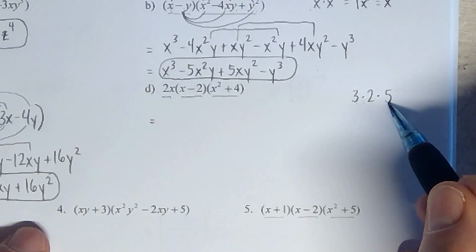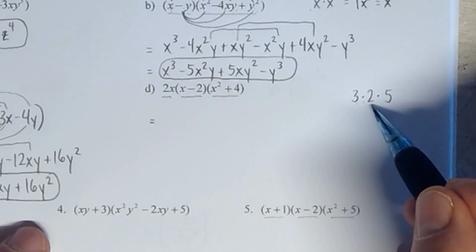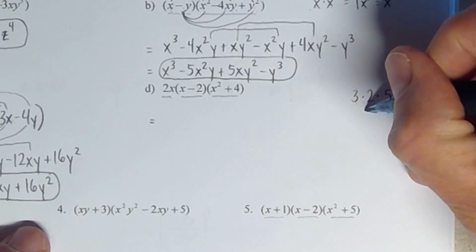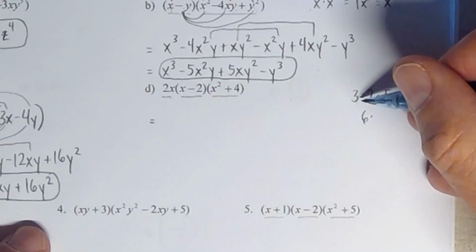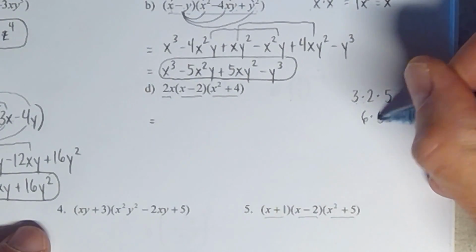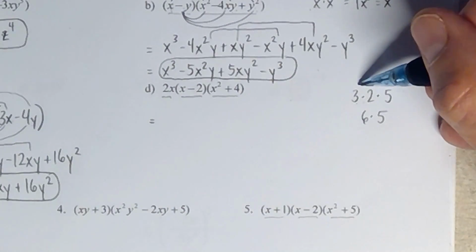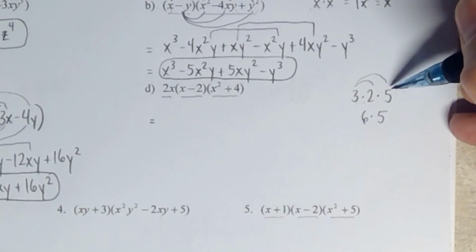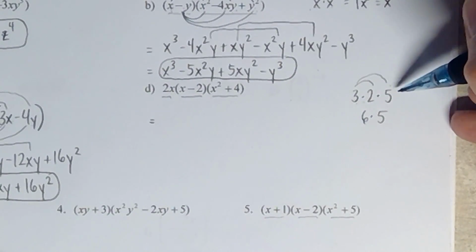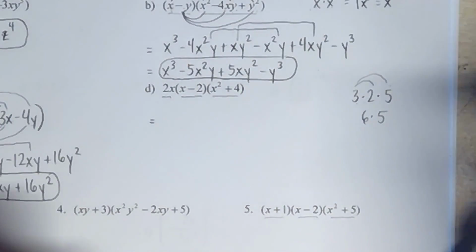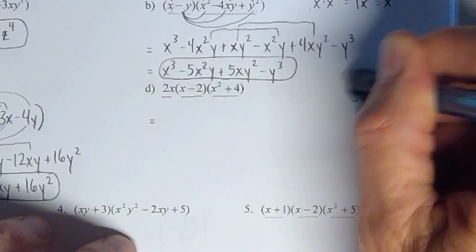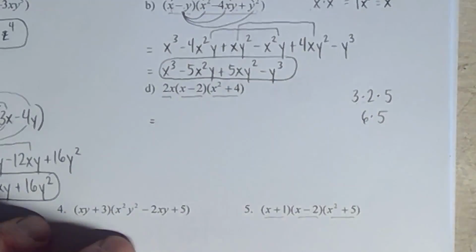I could do 2 times 5 first. I could do 3 times 2 first. It doesn't matter. Let me just go ahead and do 3 times 2 first. What you do then is take that answer and multiply it by the last one, but you do not go like this. Do not write that down because it's wrong. You're not going to do 3 times 2 and 3 times 5. That's not how you do it. If you do that, you'll get a different answer, which is wrong.